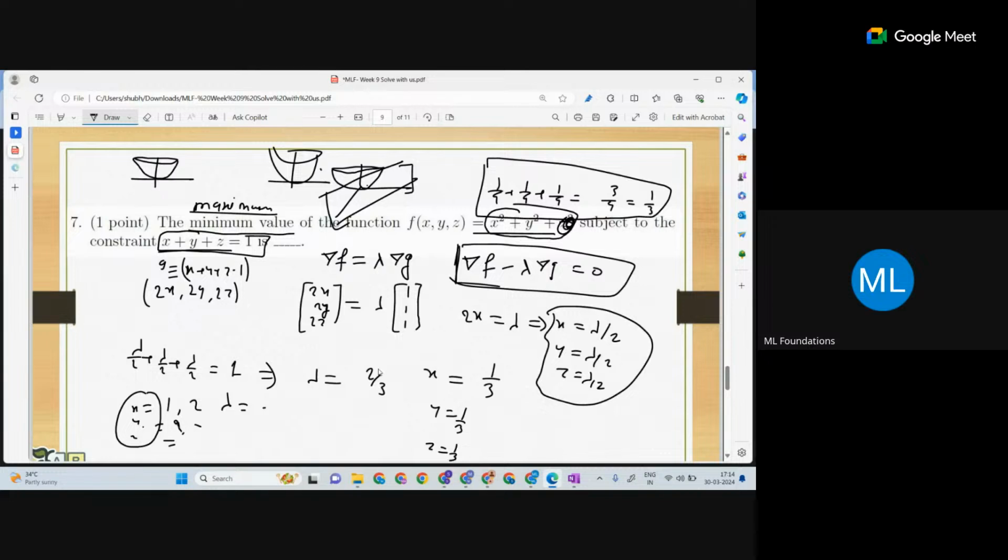If it is a saddle point, or if the second derivative test is 0, then we have to do more analysis and more algebra. Or we can write z equal to 1 minus x minus y, and substitute in this function. So this function is going to be of only two variables: x square plus y square plus (1 minus x minus y) square. This will be the two-variable case, and now we will use the Hessian method.